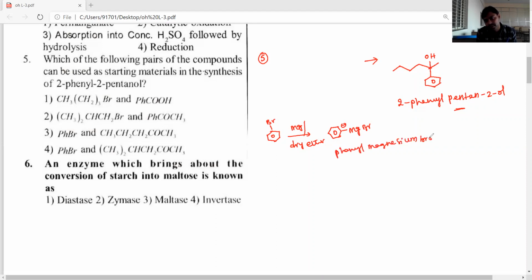Magnesium bromide. Okay, students, this is Grignard reagent. This phenyl magnesium bromide reacts with ketones, acetone, or a 5-carbon ketone, at the ketone functional group present at the second carbon only. It reacts with pentane-2-one (1, 2, 3, 4, 5).